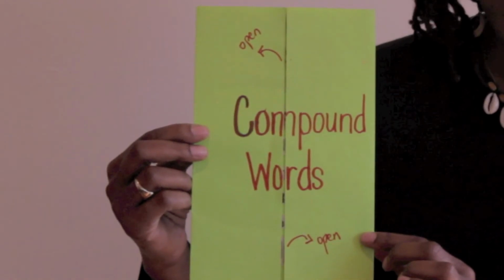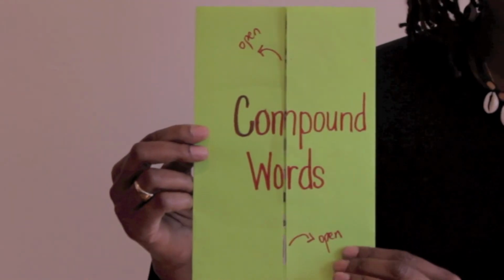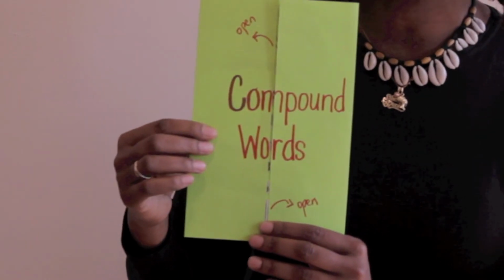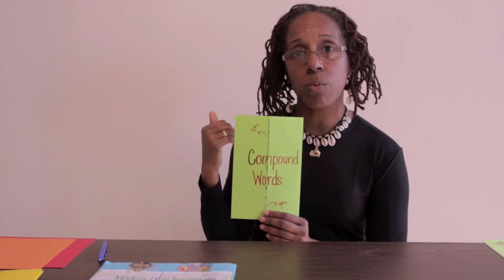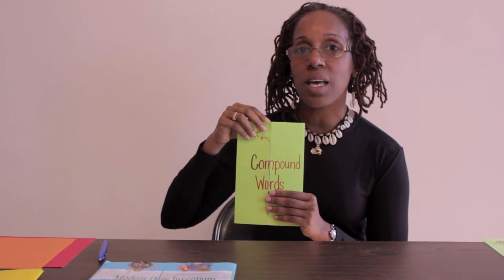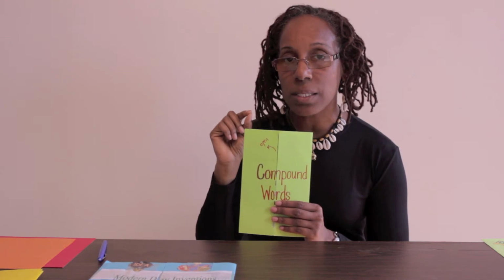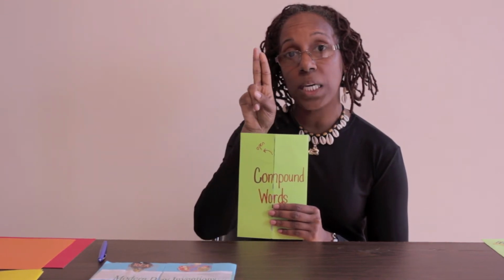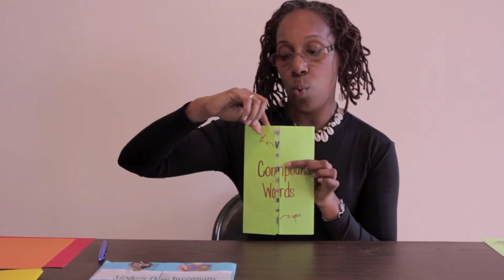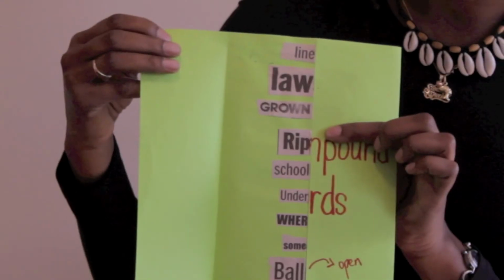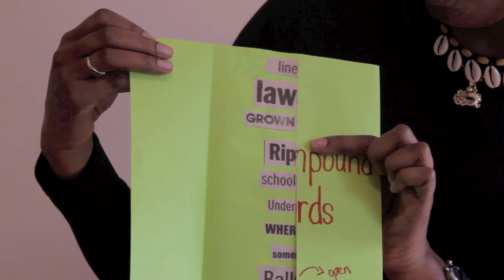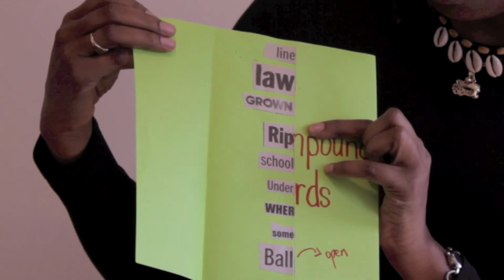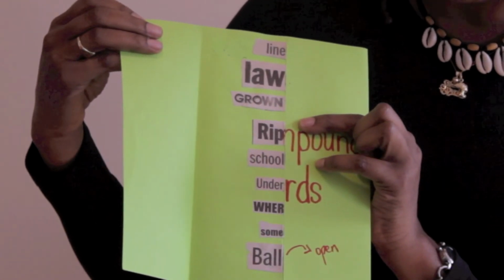In vocabulary, I was teaching the students compound words. Inside, I took some real-world print cut from a newspaper that I knew were compound words. I glued them on the inside at the midpoint of where the two words would be connected. As I open up one side of the shutterfold, you'll see words that can stand alone: line, law, grown, rip, school, under, where, some, and ball.